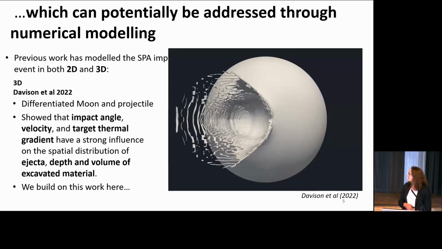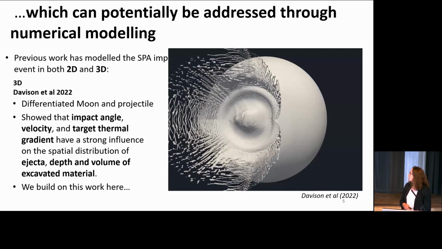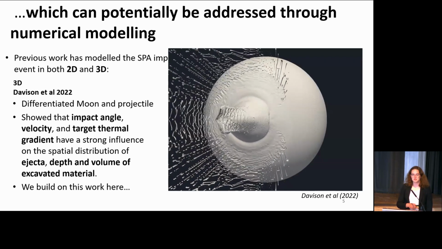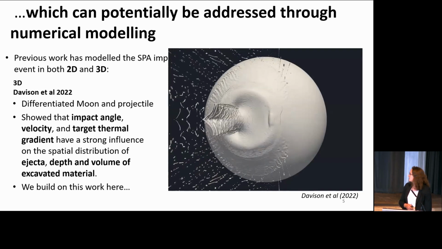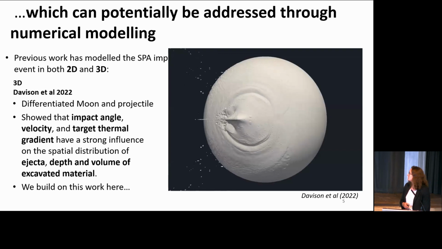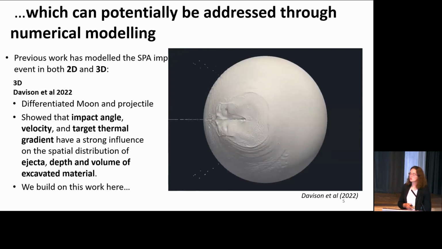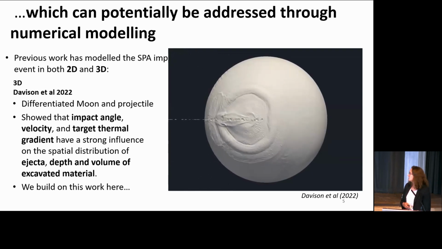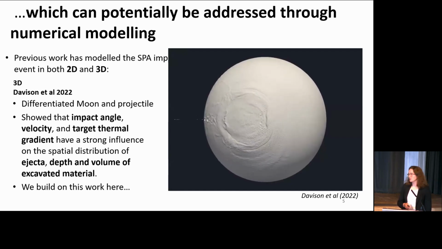And then more recently, Tom Davison et al. at Imperial, they modeled the SPA impact using a differentiated moon and projectile and made this quite nice animation here. And they showed that the impact angle, velocity, and target thermal gradient have a strong influence on the spatial distribution of ejecta, depth, and volume of excavated material. And that's the work that I'm building on during my PhD.